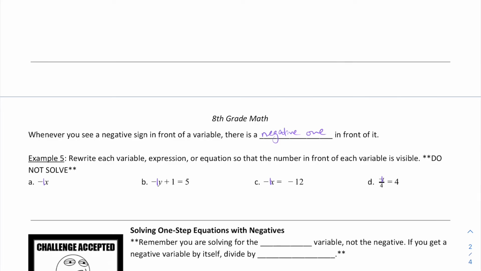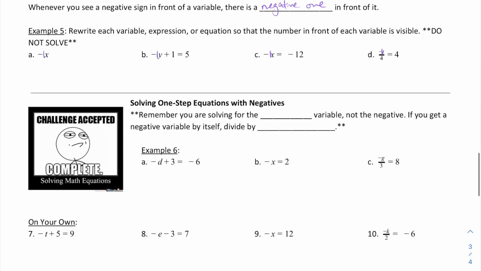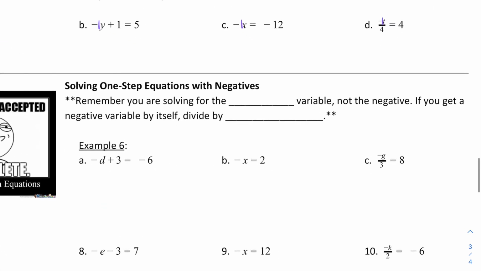So, solving one-step equations with negatives. Remember, you are solving for the positive variable, not the negative. If you get a negative variable by itself, divide by -1. So what does that mean? We have 3 examples here. Let's do these 3 examples.